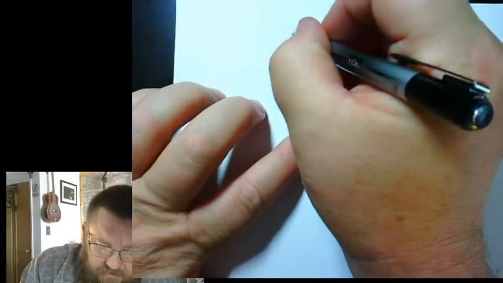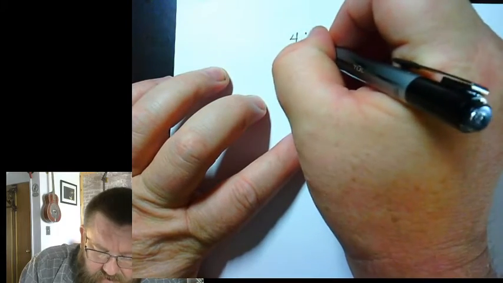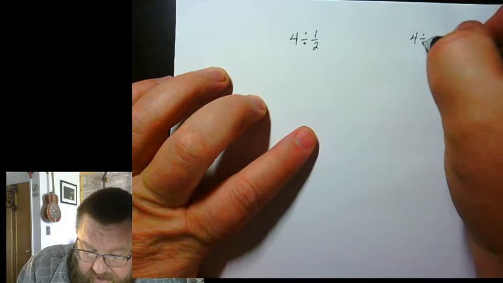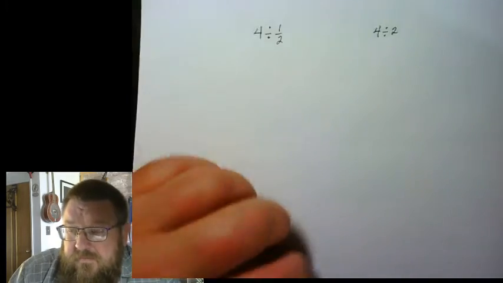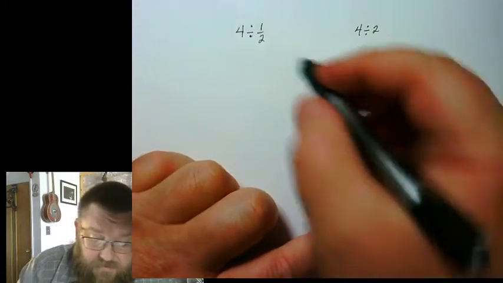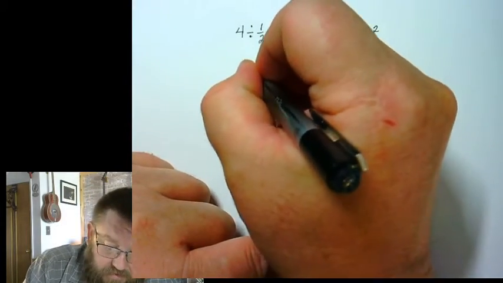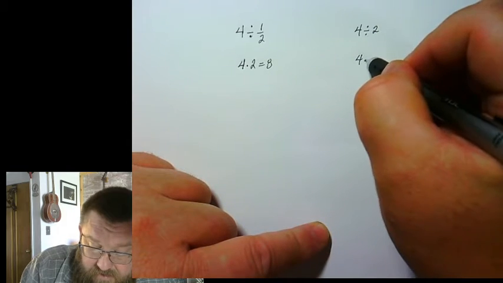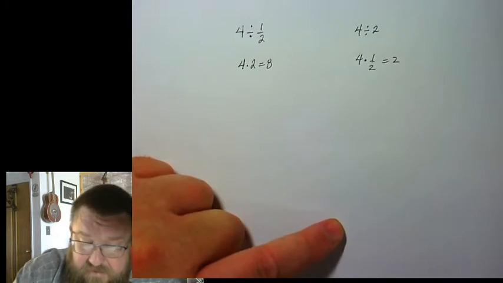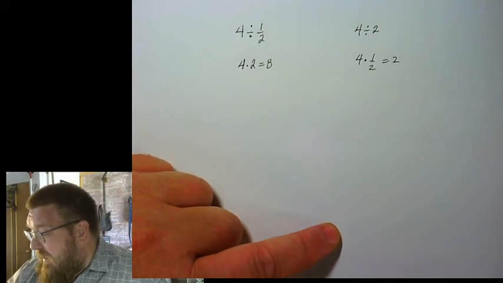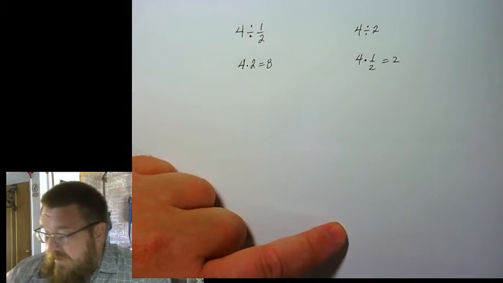Okay. Let's look at a couple things of division right here. Let's say 4 divided by 1/2, 4 divided by 2. Now, division is multiplication by the reciprocal. So this would be 4 times 2, which is 8. This would be 4 times 1/2, which is 2. Do you see? Yeah, multiplication by the reciprocal. That's what division is.